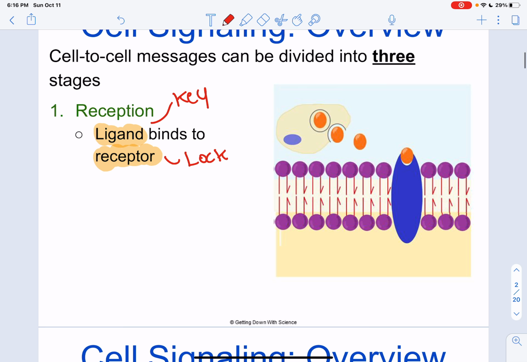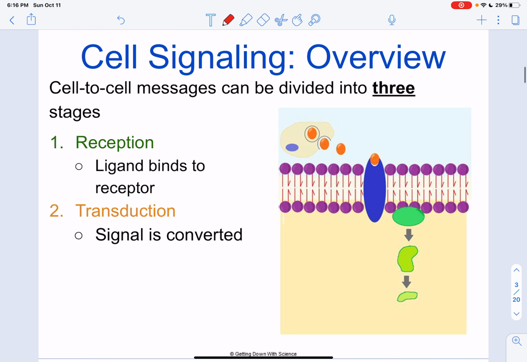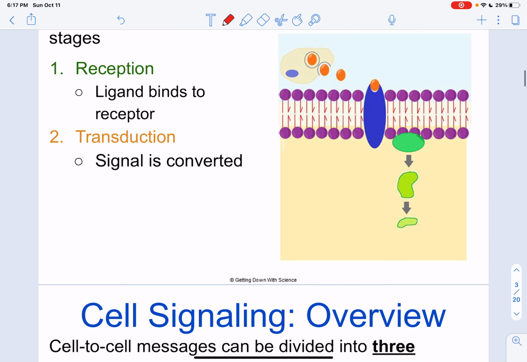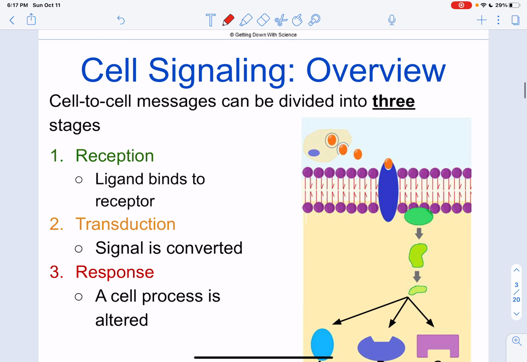The reception is followed by transduction, and that is when the signal is converted from one form to another that the cell can actually interpret. Think of stoichiometry: we are converting units to units to units to get a certain variable. This is the cell's way of doing stoichiometry, or translating a message from English to Spanish or Spanish to English. And then lastly, we'll have a response.